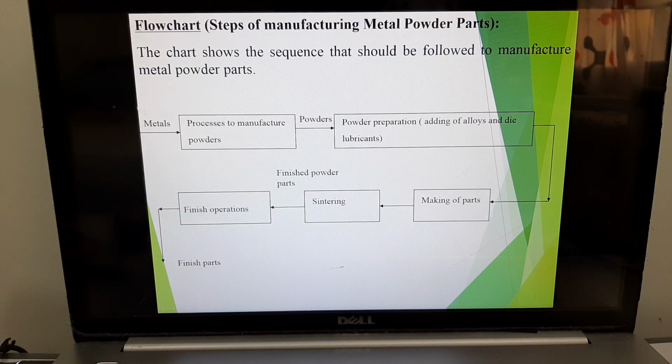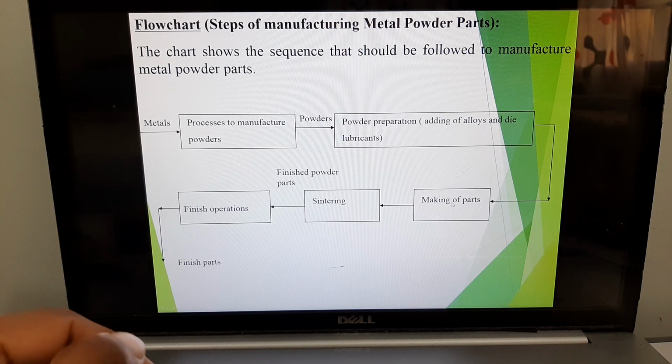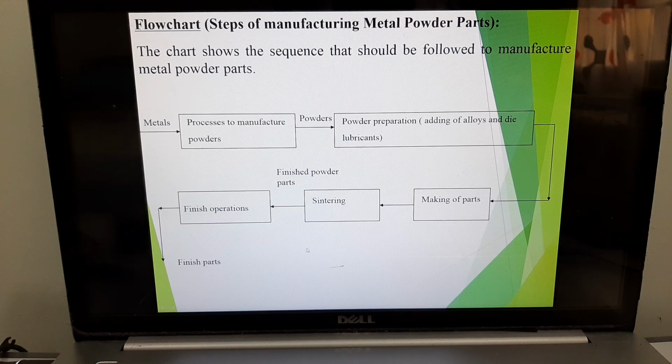So, metals: powders to manufacture powders. You have powder preparation, where you add your alloy or whatever into your main powder. Then you make your parts. You put it into the mold, you compact it first, then you sinter it, and then your finishing operations, and you get your finished parts.